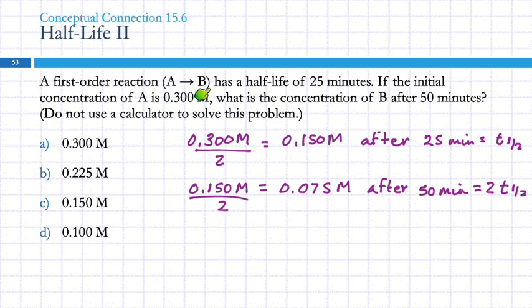So this is 1-to-1. B would have started at 0. For every A that reacts, you get a B. So this is the amount of A that's left. How much of it reacted? We'll take the initial concentration and subtract what we've got left. And you might say, not fair, I want my calculator. Yeah, I do too, but it's 0.225 molar.